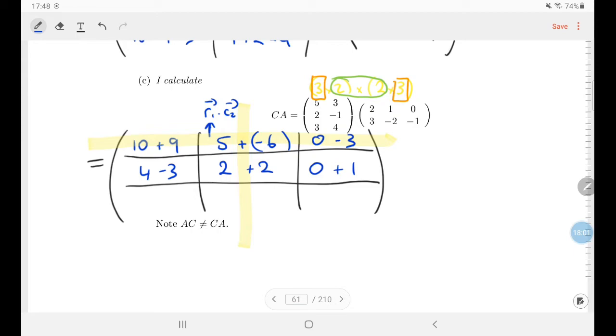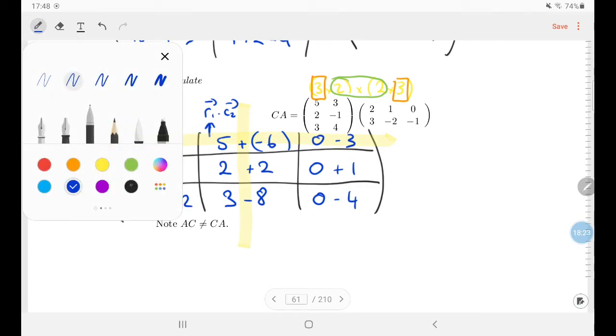Bottom left-hand corner is row 3 by column 1. 3 by 2 is 6, plus 4 by 3 is 12. And then the next one over, I'm looking at row 3, column 2. 3 by 1 is 3, plus 4 by minus 2 is minus 8. And then finally, the very bottom right-hand corner is row 3, column 3. 3 by 0 is 0, plus 4 by minus 1 is minus 4.